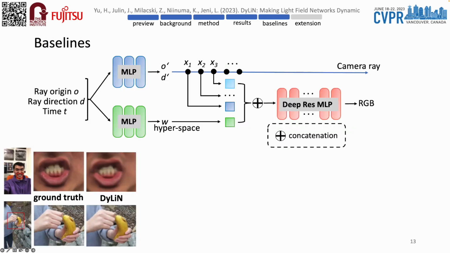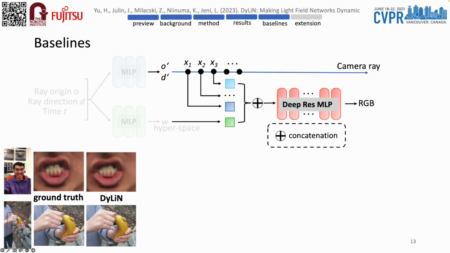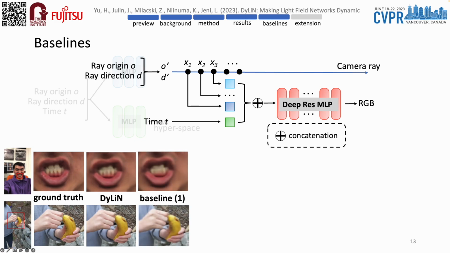To fully demonstrate the merits of our architecture, we developed two incremental baselines to compare to. For the first and most simple one, we remove both MLPs and directly add time t. By doing this, we see a noticeable drop in visual clarity from our full method. This drop in performance can be seen in how it represents the gum on the teeth and the fingers with the banana.